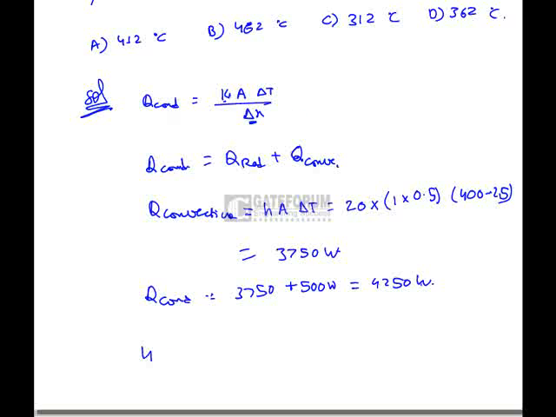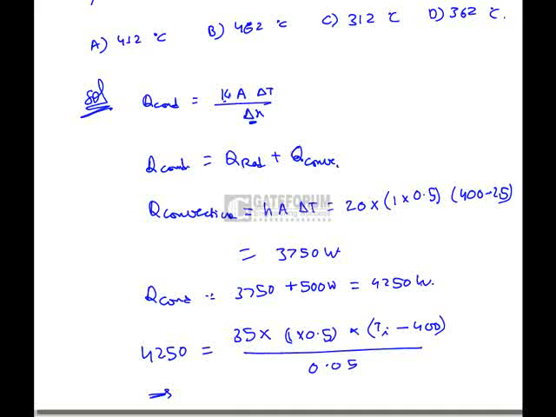We get 4250 is equal to the thermal conductivity of the material, 35, times the area, 1 into 0.5, times the temperature difference, (inside temperature minus 400), by the thickness of the plate, that is 0.05 meters, which gives a value of the inside temperature or bottom surface temperature in degrees centigrade in the options. The correct option is A. A is the right answer.